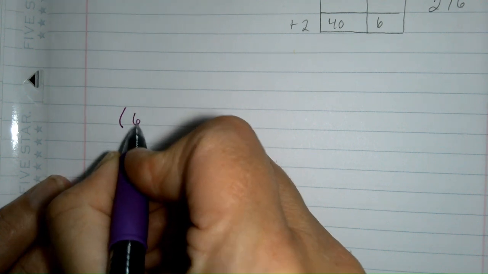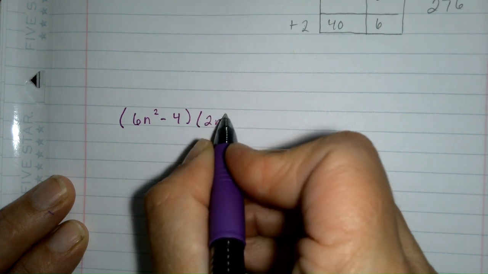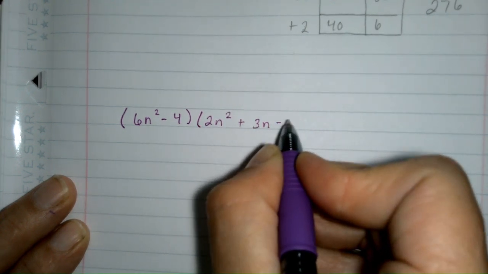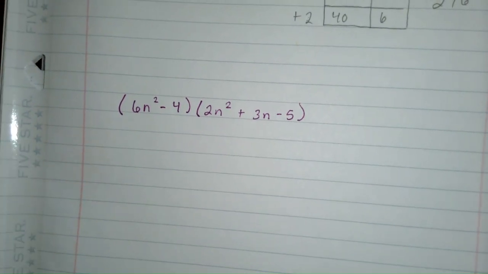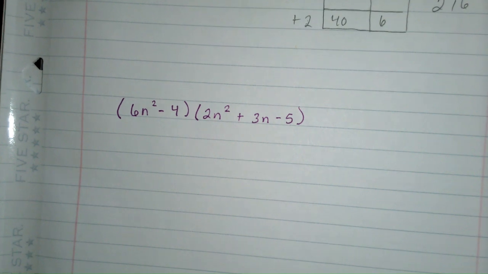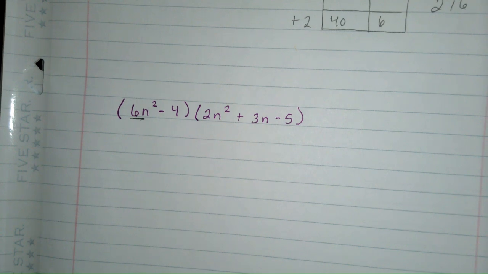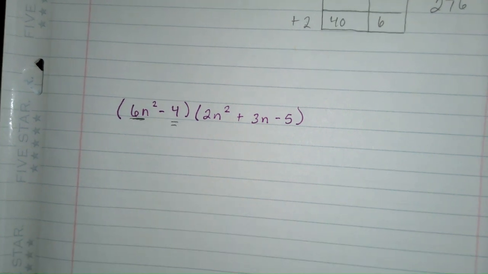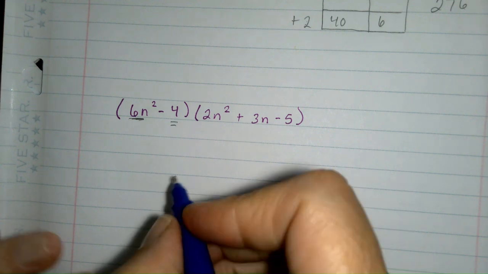So (6n squared minus 4) times (2n squared plus 3n minus 5). Now, instead of a binomial times a binomial, we have a binomial times a trinomial. So you have two options. You can either distribute this, then distribute that, and then add like terms, or I like to go ahead and use the grid. Since it's a binomial by a trinomial, we're going to need a 2 by 3 grid. 2 terms by 3 terms.